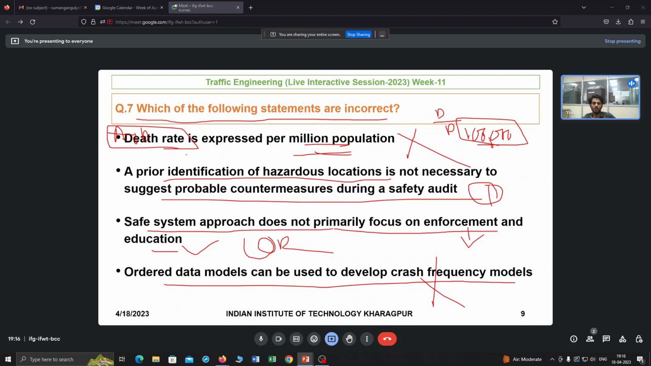So ordered data model means we are talking about the 0 to 1 or in between. What is the rate? What is the severity rate? It is not 1, 2 and 3. It is not discrete, but it's continuous like a Gaussian, and it will give me a probability value of the severity.